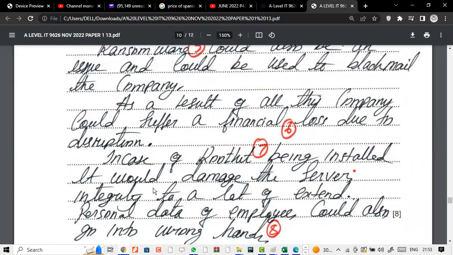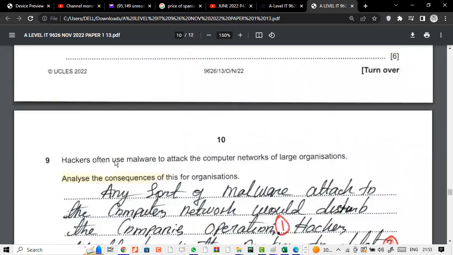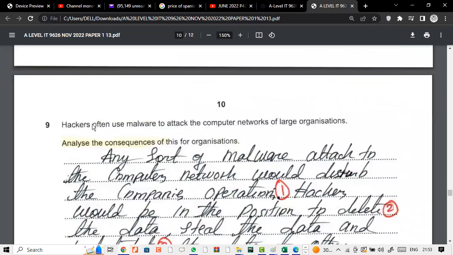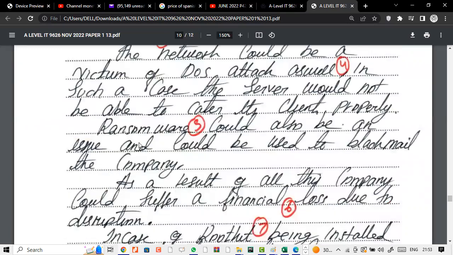So you see, there were lots of points over here. We had to talk about different malwares. So when such a question comes, think of different malwares that can attack the network. And the question emphasizes how these different malwares will affect the companies. You get my point.